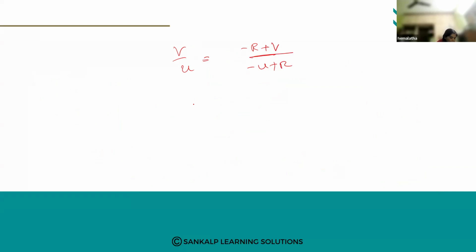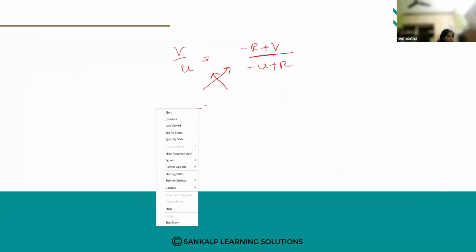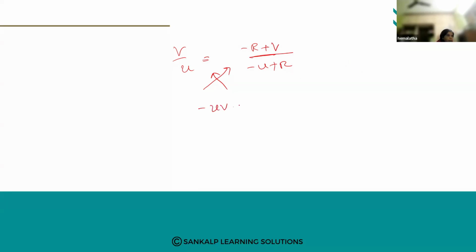Correct? That is equal to, if we do cross multiplication, let us see what we get: minus UV plus RV is equal to minus RU plus VU. So which one is common here? R of U plus V is equal to, correct or not? So if you take common, RV is equal to minus. Now let us divide everything: dividing both sides by RUV.